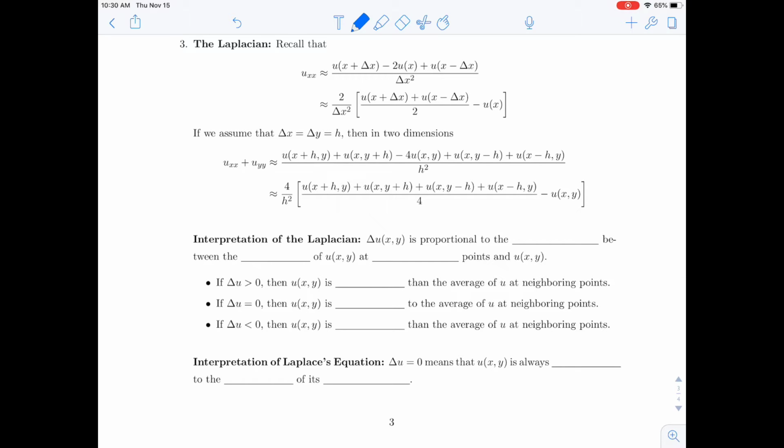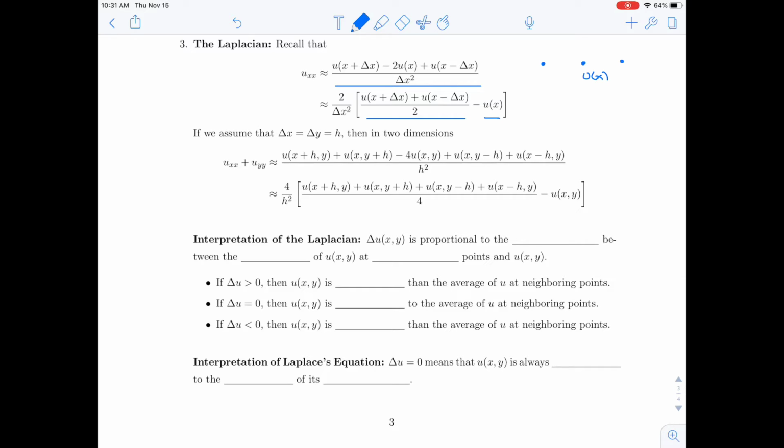We will now look at an interpretation of the Laplacian, which will give us an insight into Laplace's equation. You recall that the second derivative of u can be represented by this finite difference in one dimension. That finite difference uses the values of u of x, u of x plus delta x, and u of x minus delta x to approximate the second derivative. We rewrote that finite difference as the average of u at two surrounding points minus u of x.